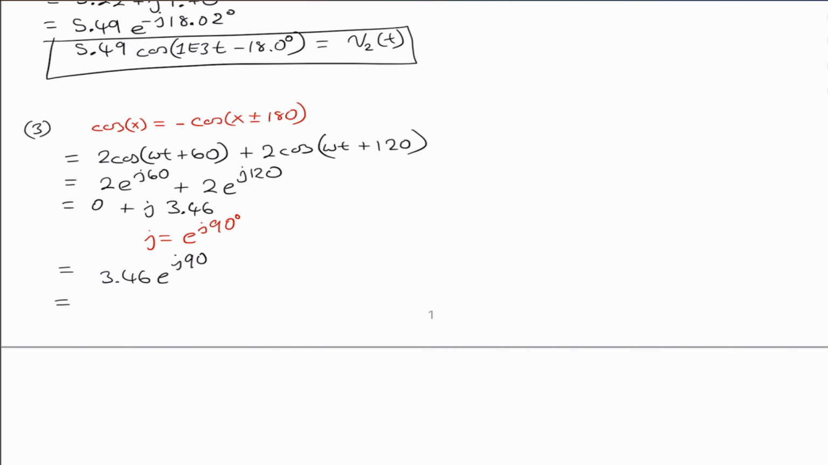That simplifies too by using our time domain to phasor domain. That simplifies to 3.46 times cosine omega t, and then plus 90 degrees.